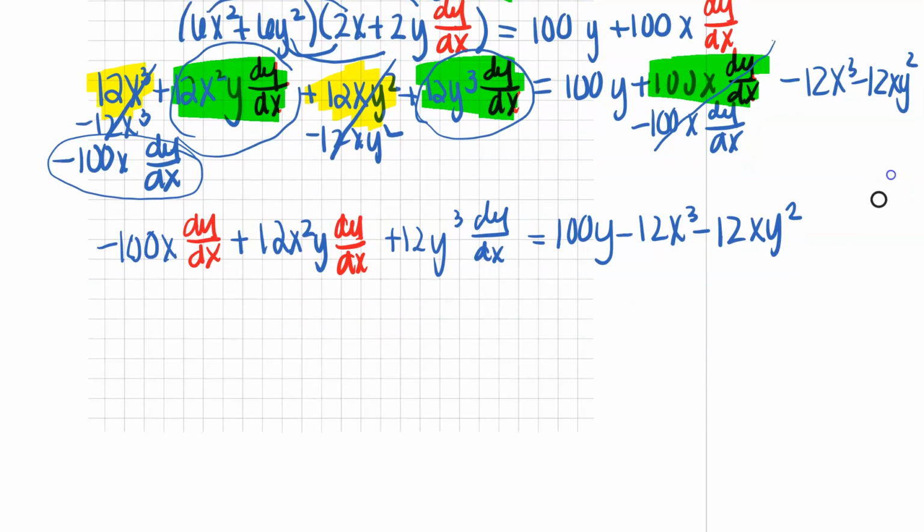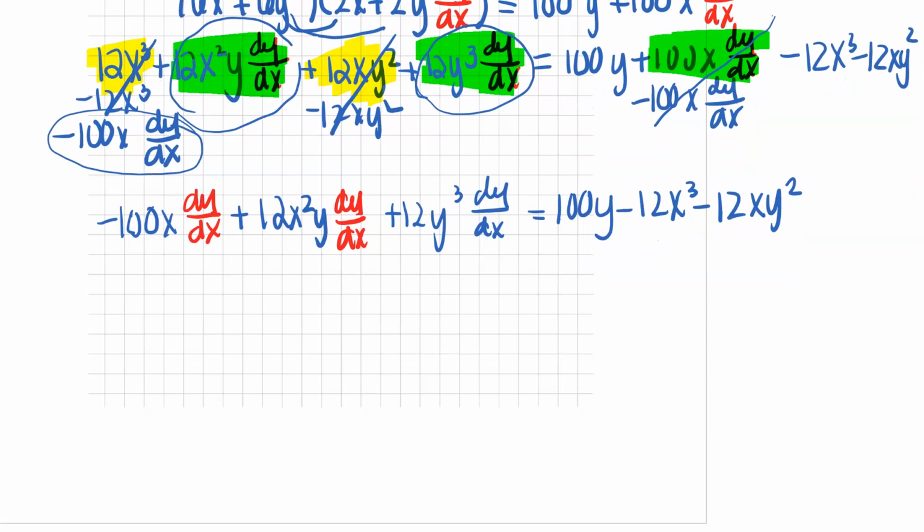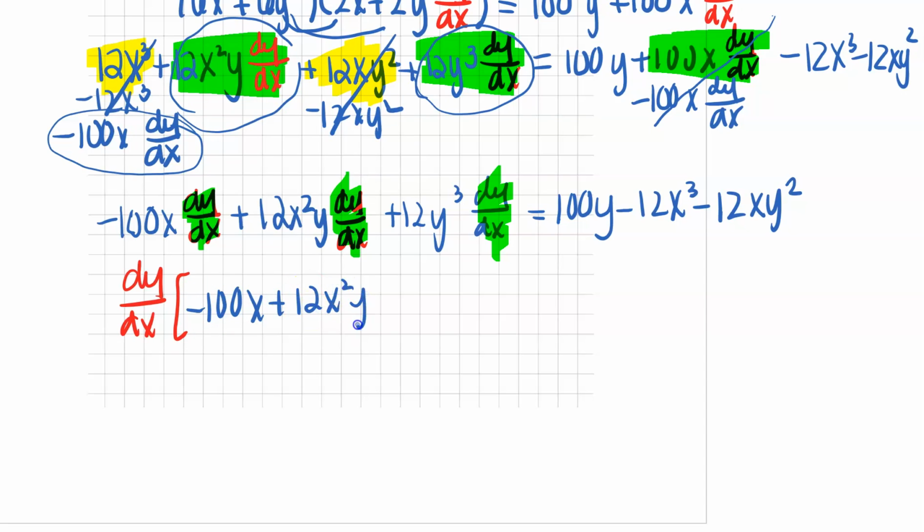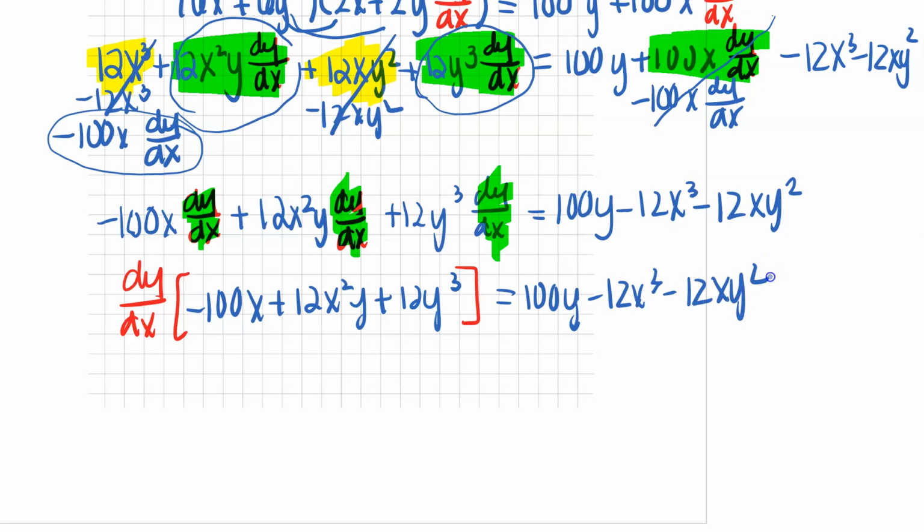Okay, and so we need to factor out these dy/dx's, so you can see there they are. All three terms have that in common, so we're going to pull that out front. So I get dy/dx times negative 100x plus 12x squared y plus 12y cubed, and that's equal to 100y minus 12x cubed minus 12xy squared.